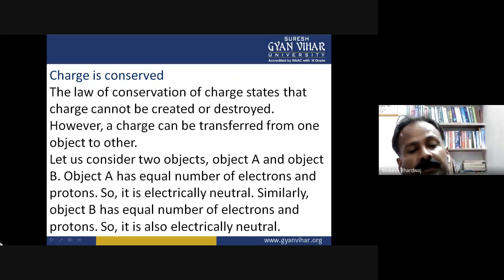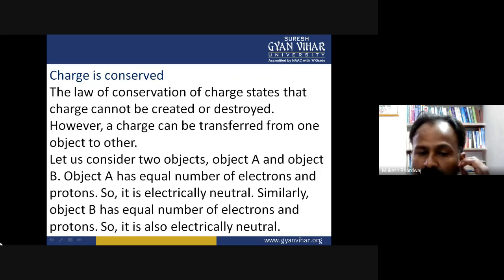Let us also take an example related to nuclear reactions. In a nuclear reaction, we know that the reaction takes place and the law of conservation holds there. So these are some examples of conservation of charge.